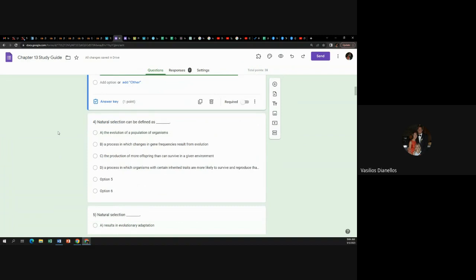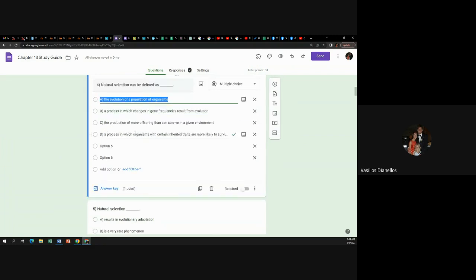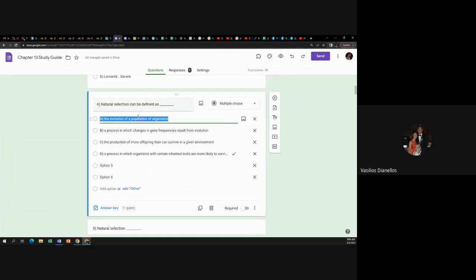All right. Natural selection can be defined as what? The evolution of a population of organisms. That sounds good. That is not an incorrect thing. A process in which changes in gene frequencies results from evolution. Yeah, again, not necessarily incorrect, but that's a better description of microevolution. The production of more offspring that can survive a given environment. No, that's part of natural selection, but that isn't a definition of natural selection.